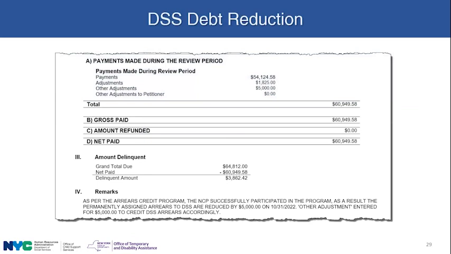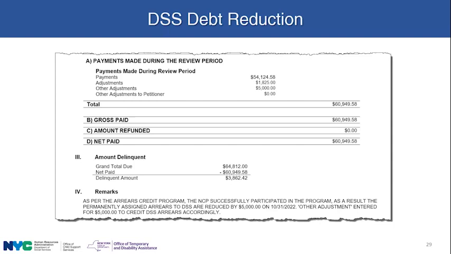Okay, so one of these additional scenarios is DSS Debt Reduction. New York City OCSS has several programs to help non-custodial parents reduce the amount of permanently assigned arrears owed to New York City DSS. When a non-custodial parent has successfully completed one of these DSS debt reduction programs, the account statement will reflect this credit in both the payment and the remarks section.